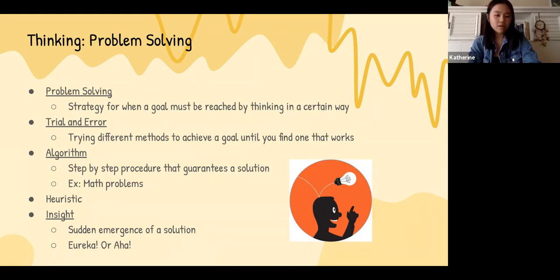And then we have algorithm. So this is the step-by-step procedure that guarantees a solution, but it is also very, very slow and time consuming. But an example of algorithm is math problems. So there's certain steps to solve certain math problems. So that would be algorithm. And then we have heuristics, which we will talk about in the next slide. And then we have insight. So this is a sudden emergence of a solution. So, eureka or aha, which sometimes you just suddenly find a solution. That is insight.